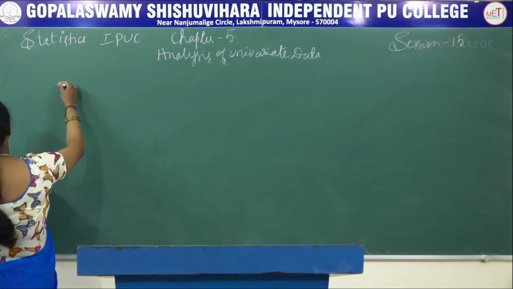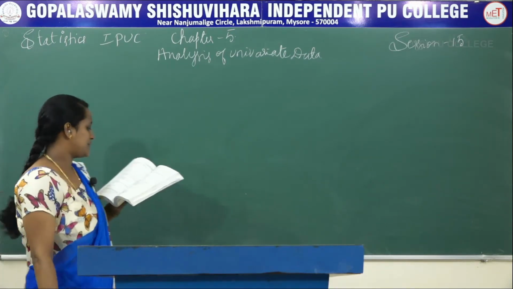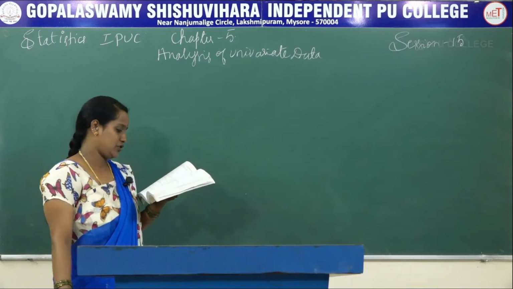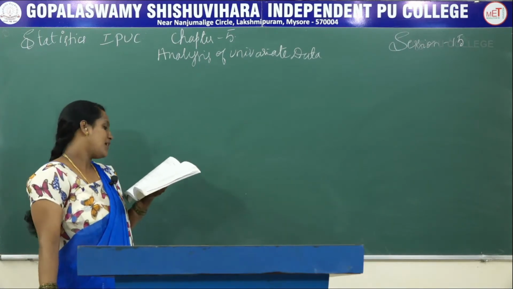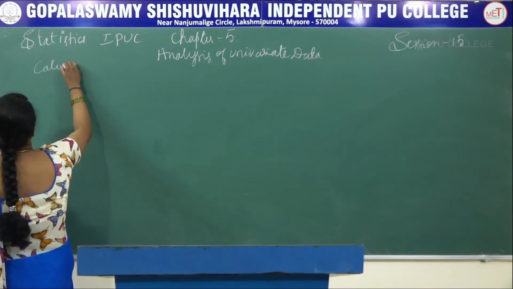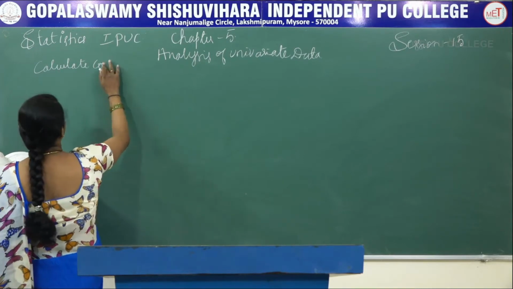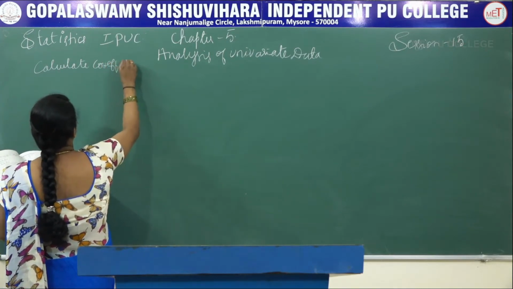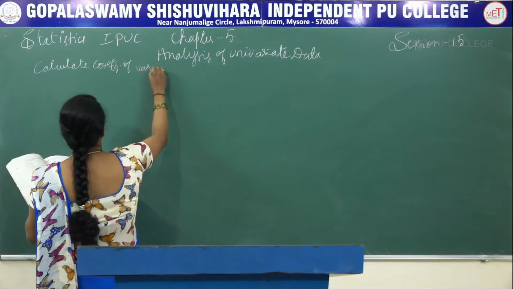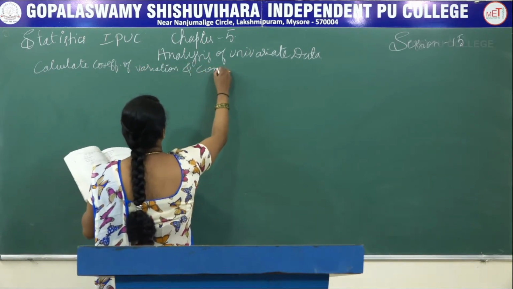The following data refers to the dividend percentage paid by two companies A and B over the last 5 years. The data is like this. Calculate the coefficient of variation and comment.